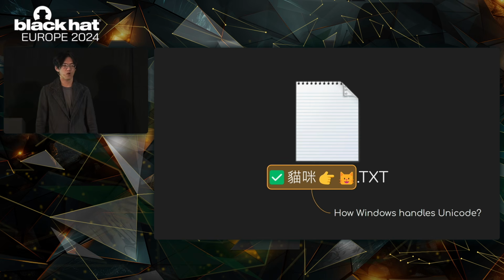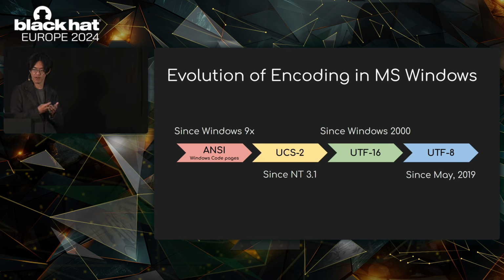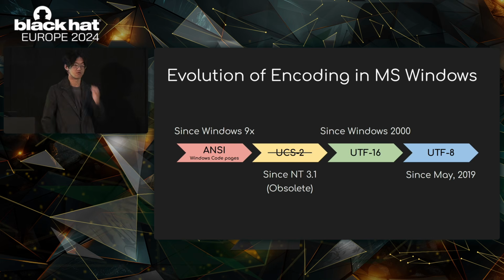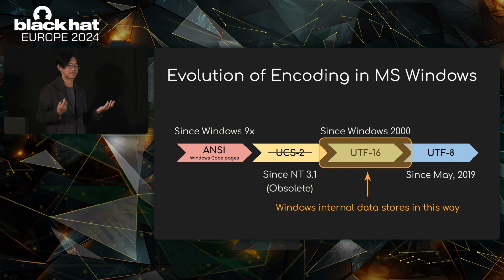Actually, Windows supports several ways to represent a character. Here we can see the evolution of encoding in Microsoft Windows. At the beginning, it was so simple: we just needed a single byte to store everything. And then we have Unicode. At the beginning they used UCS-2 to do the Unicode encoding, and soon after it was deprecated and upgraded to UTF-16. This is the way Windows stores its internal information.